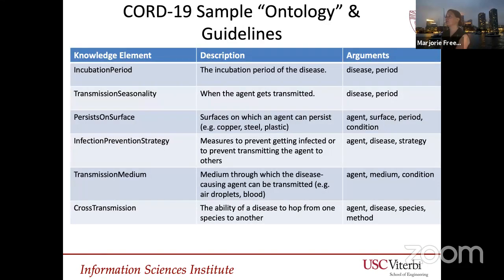I mentioned that we tried to put together relatively intuitive guidelines. These are examples of what our guidelines look like. We have a relation or event name in the left column, so incubation period or cross transmission. We have a short, typically phrase or sentence description. Sometimes they get a little bit longer. And then we have the things that are involved that we're interested in for that relation or event. So we have incubation period, and we're interested in a disease's incubation period and what that period is.